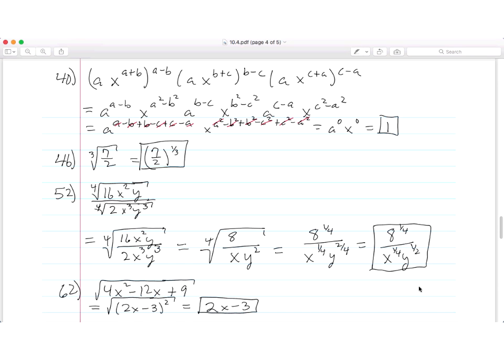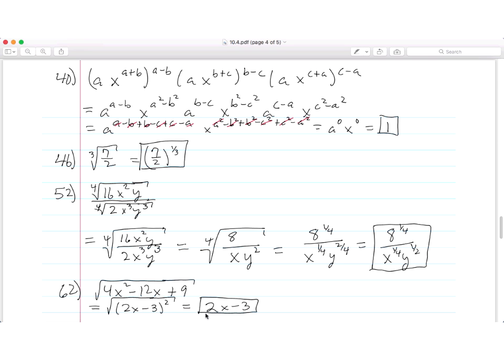Let me do problem number 62. The square root of 4x squared minus 12x plus 9. Again, this is a special product formula. This is just 2x minus 3 quantity squared. The square gets rid of the square root. And so it's just 2x minus 3.